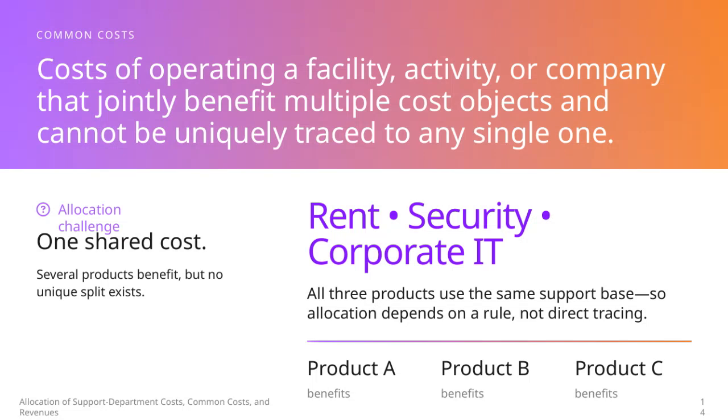Here, we're looking at the challenge of allocating common costs. These are expenses like rent, security, or corporate IT, which all support multiple products but can't be directly traced to just one. For example, products A, B, and C all benefit from the same support services. Since there's no unique way to split these costs, we have to use an allocation rule to distribute them fairly.